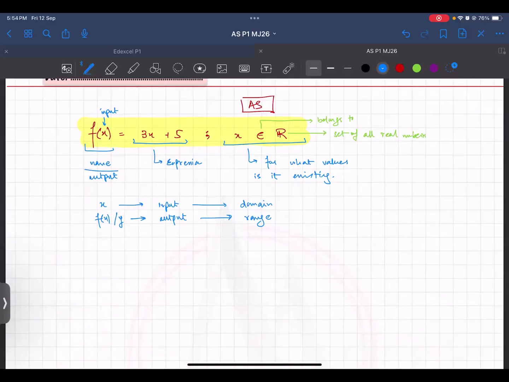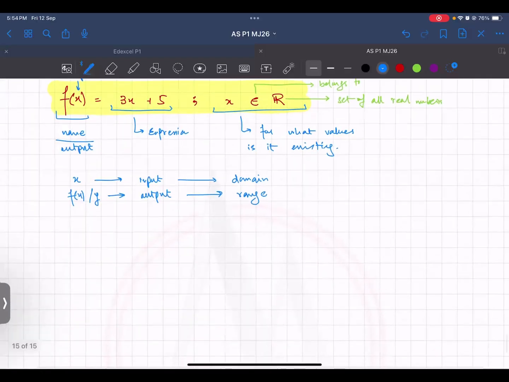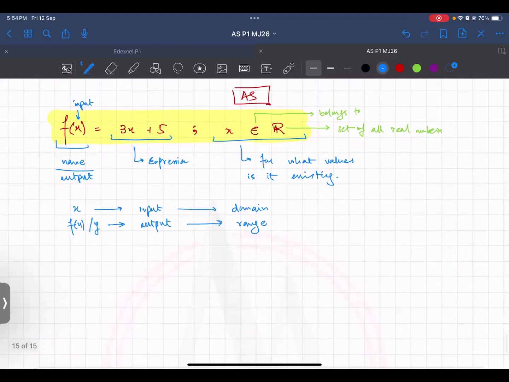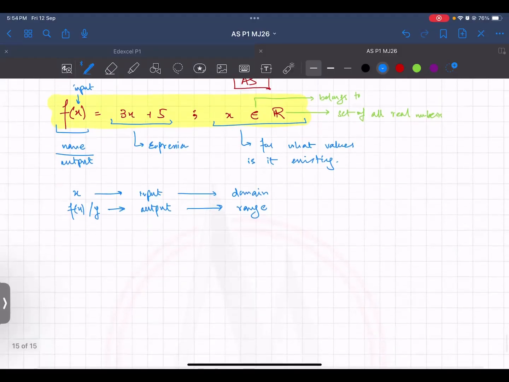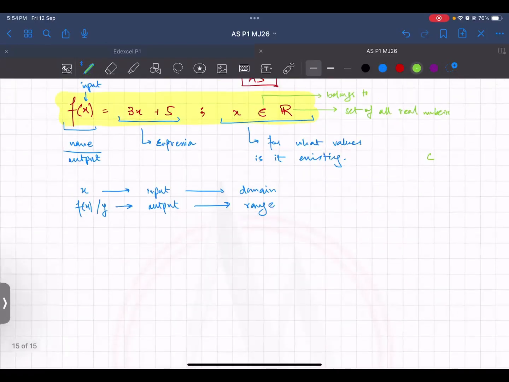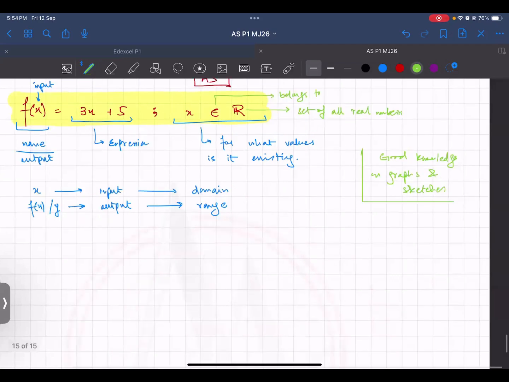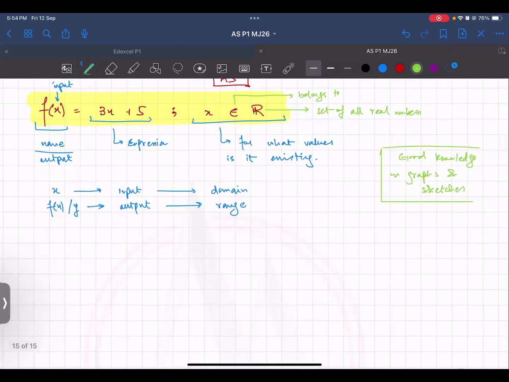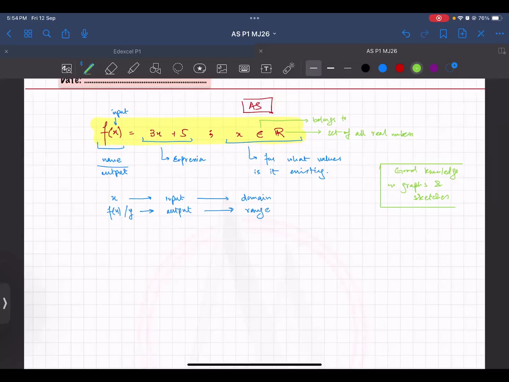And then we have to first of all properly understand these functions. You also have to have a good background, good knowledge about graphs and sketches. In the quadratic chapter, I told you we learned how to sketch quadratic curves. And I told you over there that it would be very much useful in the chapter of functions.